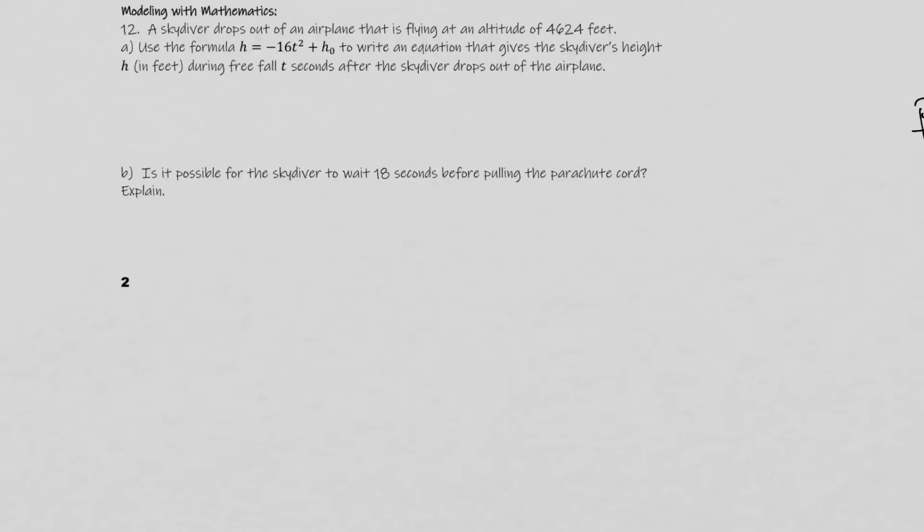That's what that h to the subscript 0 means. To write an equation that gives the skydiver's height in feet during a free fall, which is t seconds after the skydiver drops out of the airplane. Now I want you to remember this equation right here. That h naught just means the initial height. It's where you're starting from when you start an equation, or when you start your parabola, okay? So it's basically your y-intercept, okay?